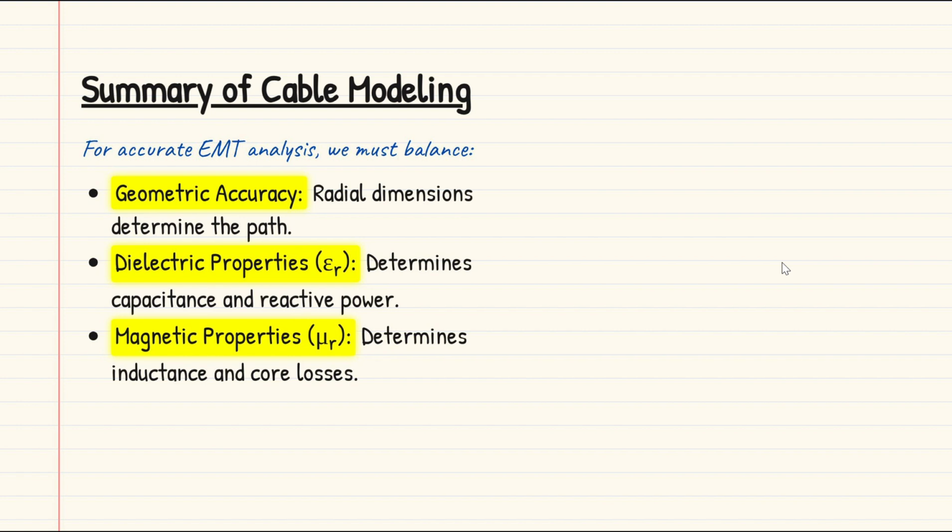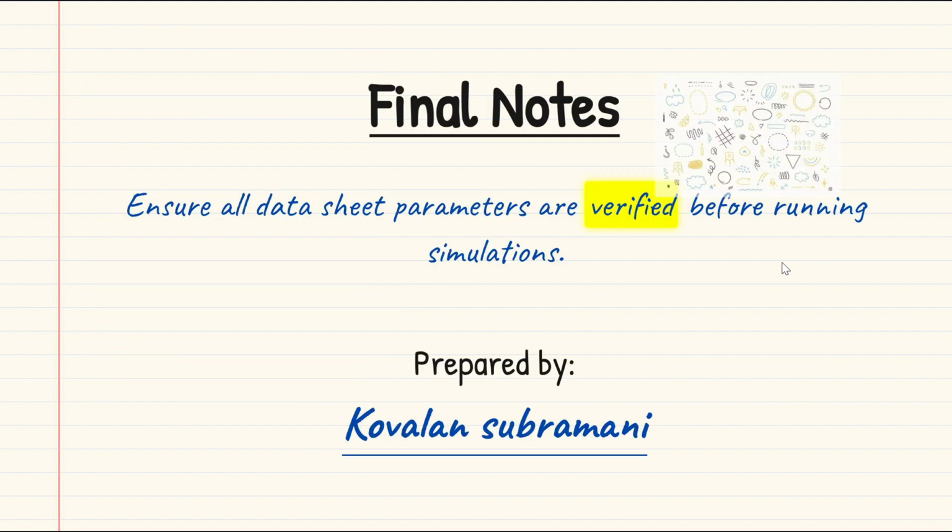And summary of cable modeling. You have to get the parameters for the conductors, insulations, resistivity and capacitance, and those values you can get from the data sheet. From that you can calculate the dielectric property epsilon r. This can be represented from the capacitance, and mu r from the inductance. Okay, thank you all.